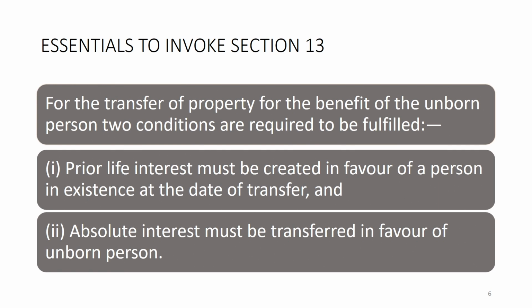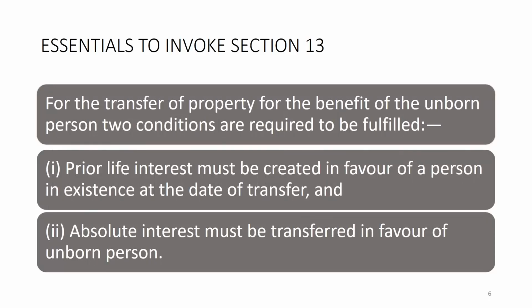That means, if any person wants to transfer his property to an unborn person, first of all he will create the prior life interest. First thing, what is prior life interest? Prior life interest is a kind of limited interest. That means he is just the carrier of the property, because ultimately the absolute right is going to be vested in the unborn child. So the unborn person is going to get the whole right related to that property.